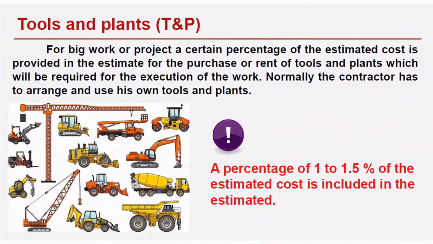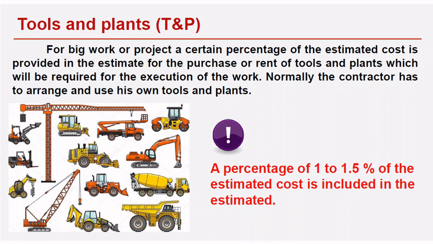The next one is the tools and plants cost. Okay, for a big work or project, a certain percentage of the estimated cost is provided in the estimate for purchase or rent of tools and plants, which will be required for the execution of the work. So some tools and plants are required for the execution of a big project like bridges. Okay, so mainly in big projects, tools and plants are required.